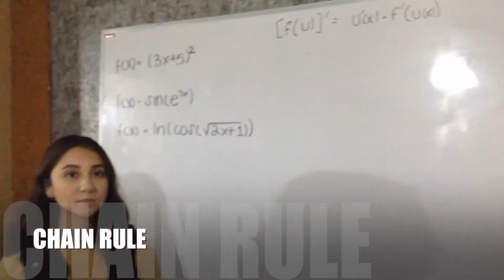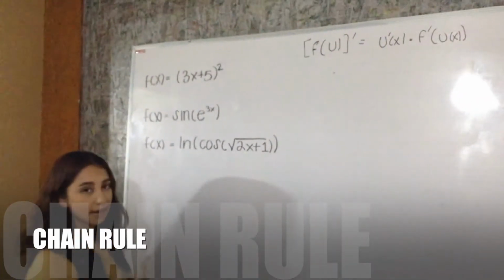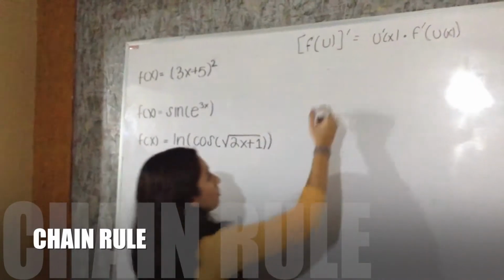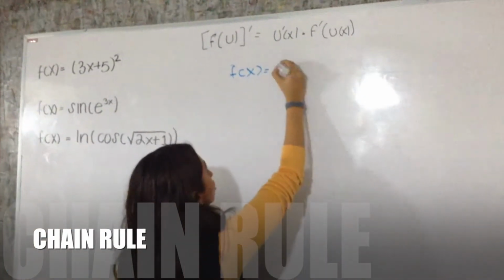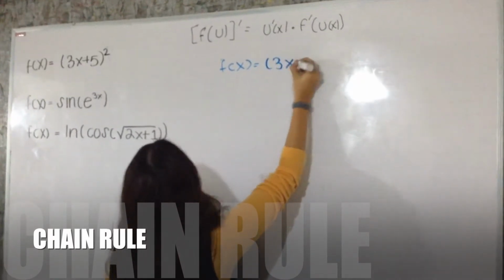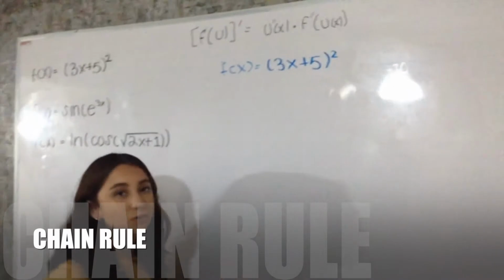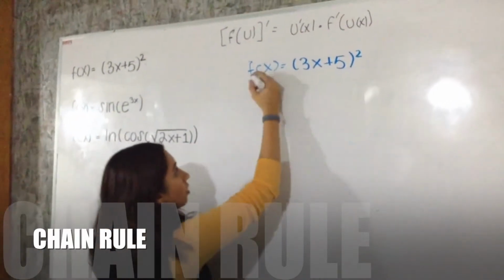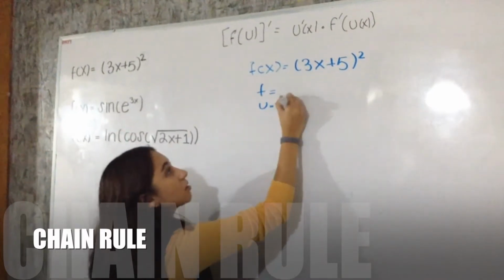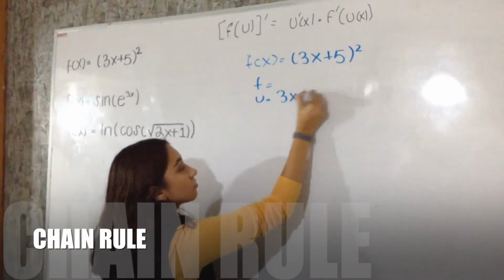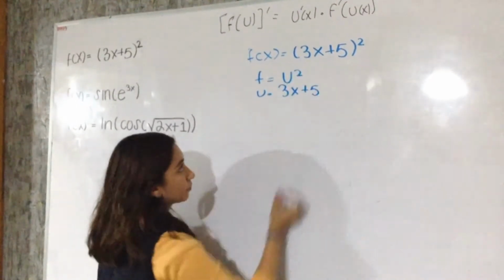Now I am going to explain you the chain rule. The chain rule is applied when I have a function inside another function. For example, in the first one, that is f of x is 3x plus 5 squared. I'm going to identify my two functions. We are going to name these ones f and u. First, my u is going to be 3x plus 5. And my f is going to be u squared.